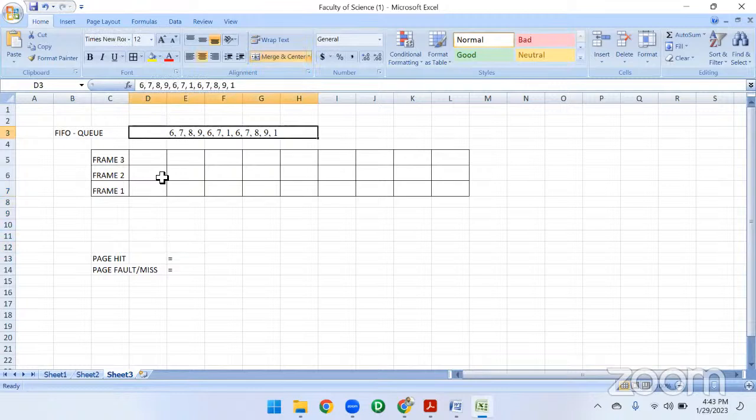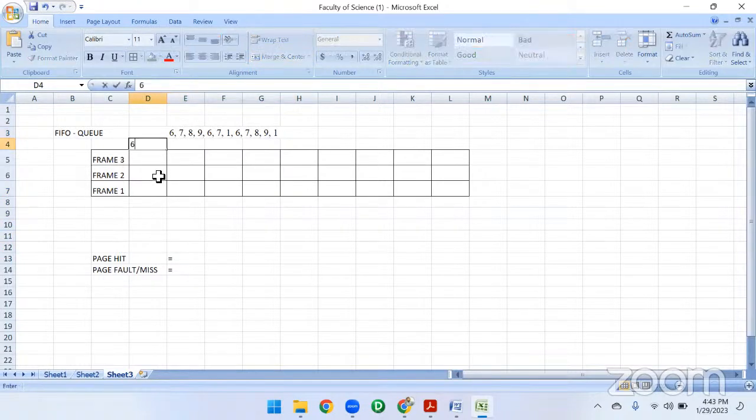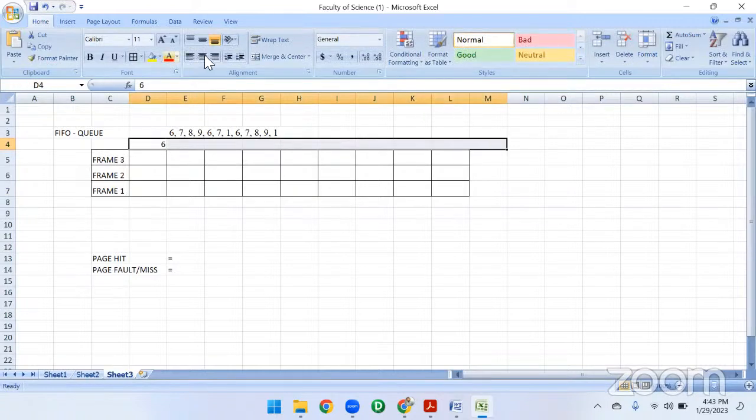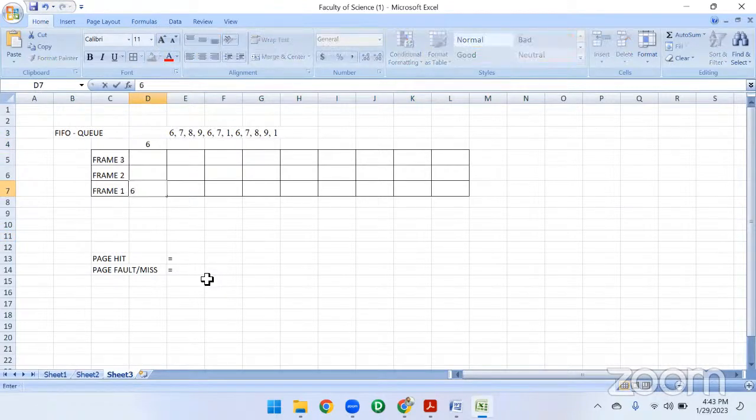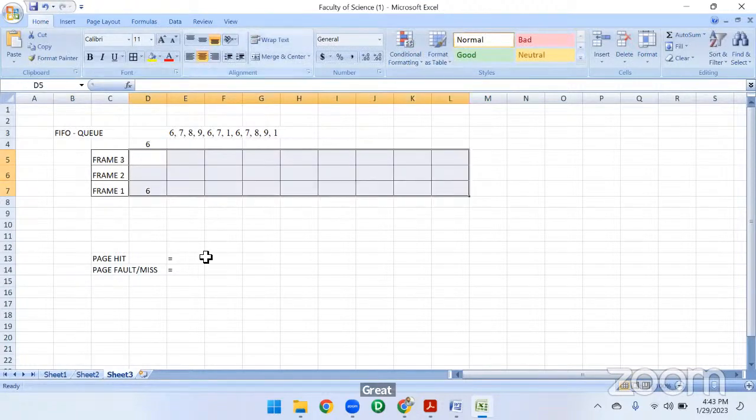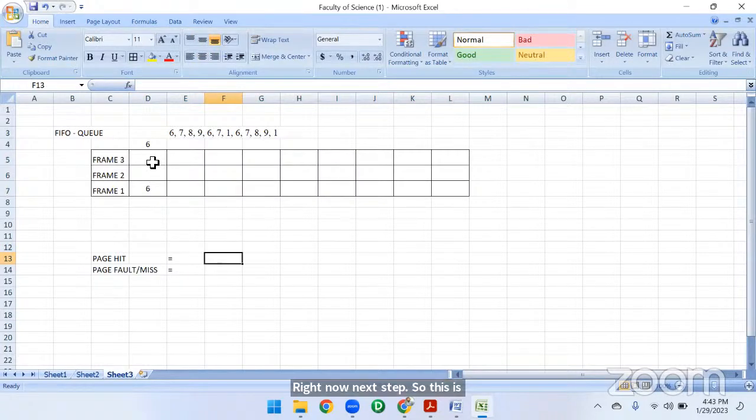So whenever the first page, the page 6, enters into the frame, into the memory, that page is going to be allocated into the first frame. Now previously we don't have anything in the memory. Here we don't have anything in the memory.